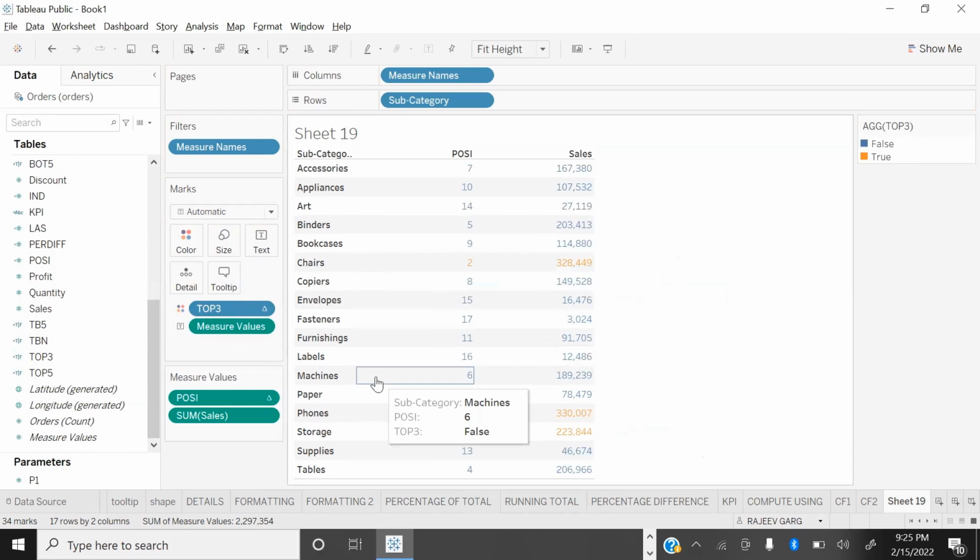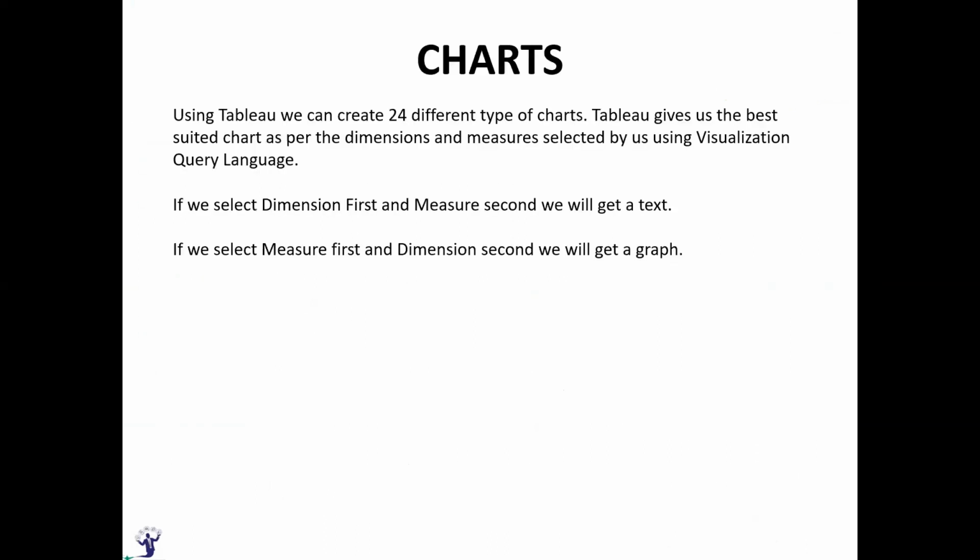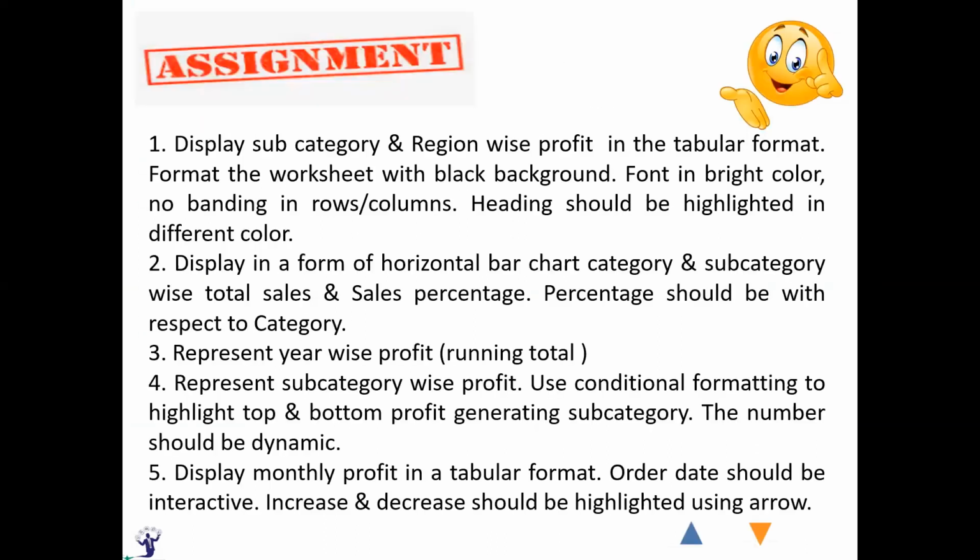Okay, so we have utilized the rank function over here. Is it clear to you? So yes, that was the conditional formatting. And here comes your assignment, which says display subcategory and region-wise profit in a tabular format. Format the worksheet with a black background, font in bright colors, no banding, heading should be highlighted in different colors. So basically here I have talked about the formatting. You can use whichever formatting you want. Just create good formatting, it should be appealing.